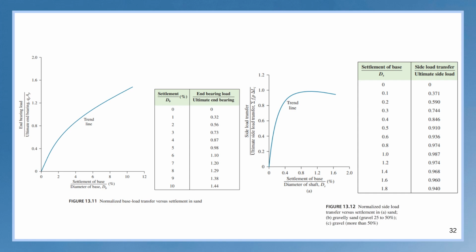Figure 13.11, normalized base load transfer versus settlement in sand. This shows how base resistance develops with settlement. As settlement increases, the base load also increases, but not linearly. The curve helps us estimate how much of the ultimate base resistance is mobilized at a given settlement. This is useful when designing for allowable settlement rather than ultimate capacity.